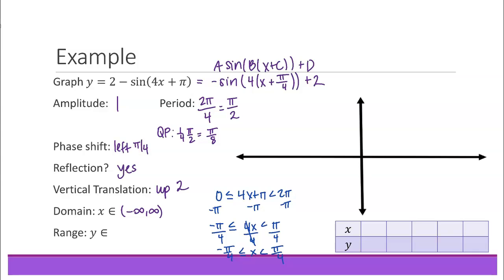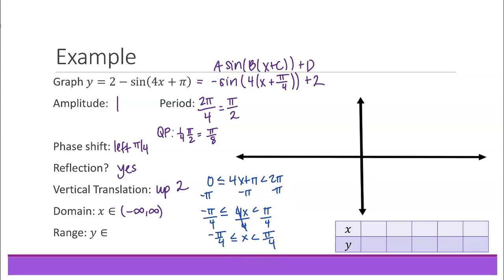Scoot this up a little bit so you can see it. So we have the start of our interval and the end of our interval. So I'm going to have one period here between negative pi over 4 and pi over 4. And this is nice. It doesn't always happen this way, but this happens to be a symmetric interval about the origin. Negative pi over 4 and pi over 4 are the same distance away on both sides of the x-axis. So we'll go ahead and start to label our x-axis. We're going to have negative pi over 4 and pi over 4.